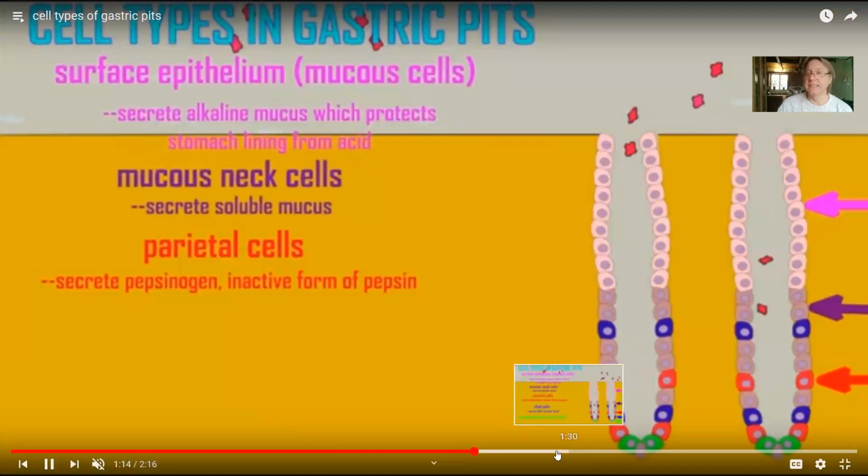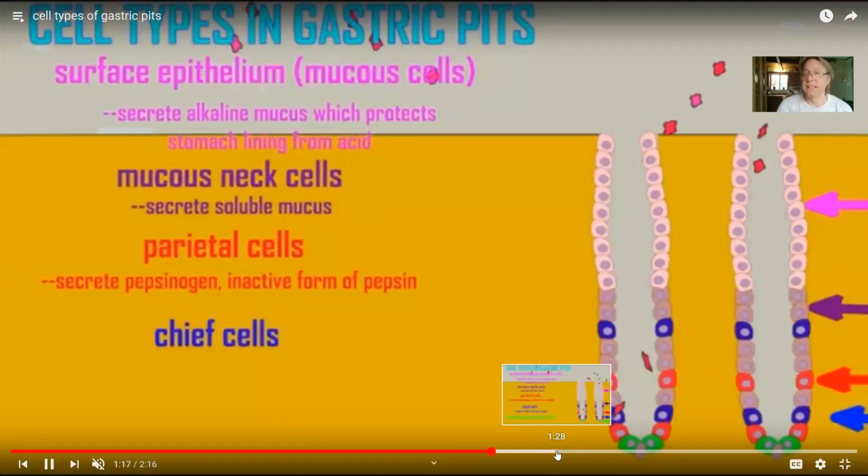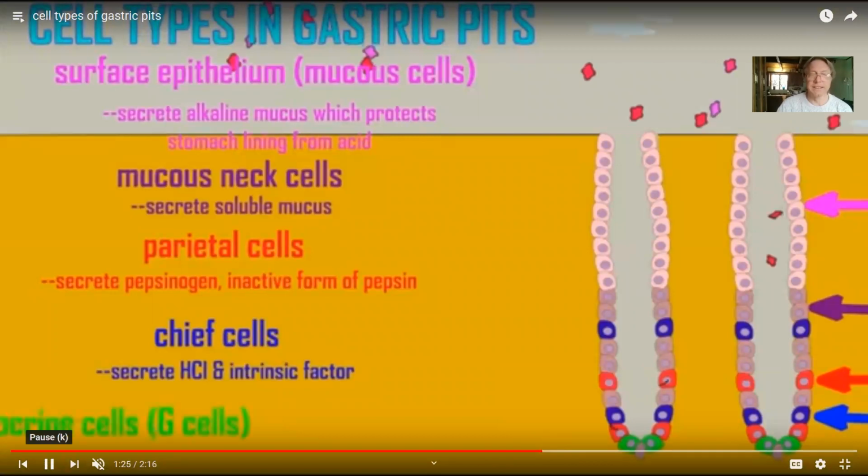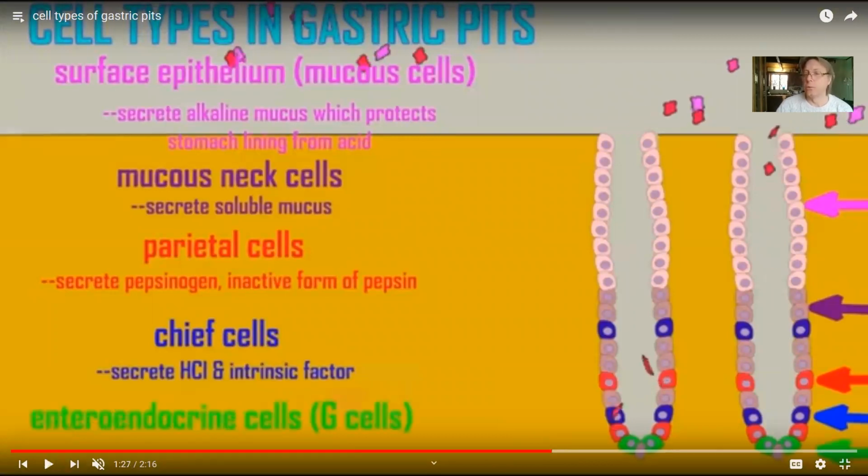Now, the acid is important because it kills microbes and thus helps to protect our bodies. But this acid also then activates pepsinogen and helps to denature proteins and aids in the digestive process, making the proteins more easily cut apart.